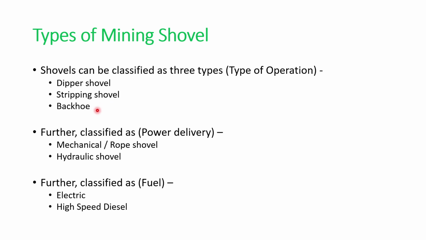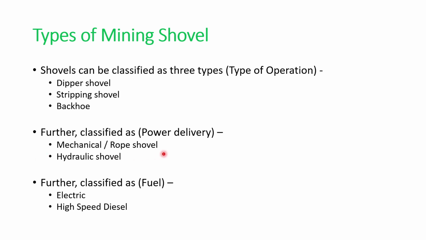And backhoe you normally find in coal mining. Here in the case of backhoe, the digging style is from the top to bottom, while in the dipper shovel, the digging style is from the bottom to top. Further, as per the power delivery, you can say the excavators or the shovels are of two types: the mechanical or the rope shovel, or the hydraulic shovel.